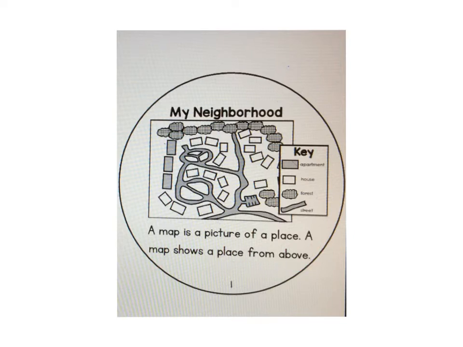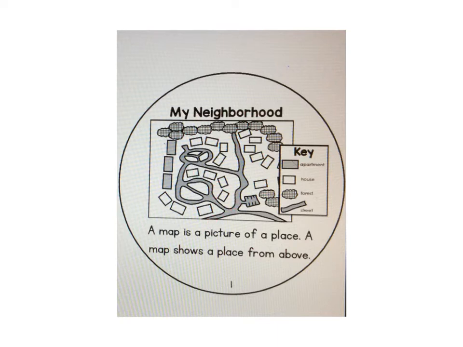Looking at this picture, I see that there's a key, and this key helps me to read the map. The first part of the key says apartment. So whenever I see this gray rectangle, I know that those are apartments. The next part on the key is the word house. So whenever I see these white rectangles, I know that these are houses in the neighborhood. There's a lot of houses in this neighborhood.